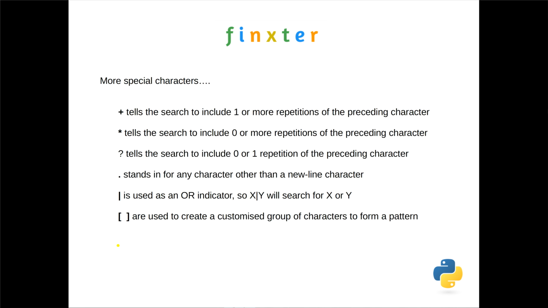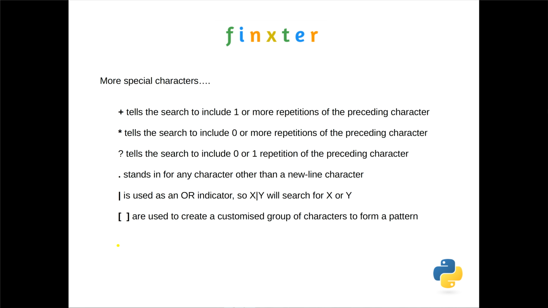The star or the asterisk tells the search to include 0 or more repetitions of the preceding character. For instance, if we wanted to search for 34 and we put a star after it, then it's telling Python that it wants either the 3 or the 4, or the 3 and 2 4s, etc. So it can go on forever with the 4s. The question mark tells the search to limit itself to either 0 or 1 repetition of the preceding character. So once again, 3, 4, question mark, you would either get 3 or you'd get 3, 4, and that's all you'd get.